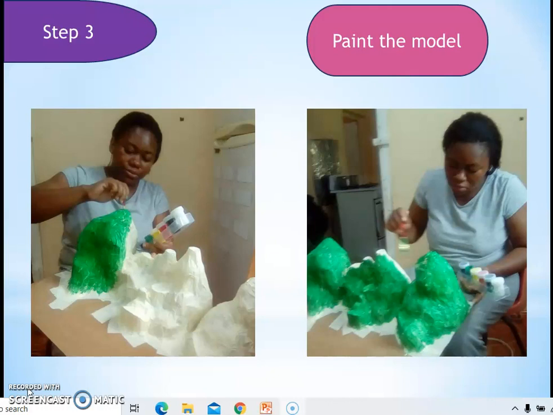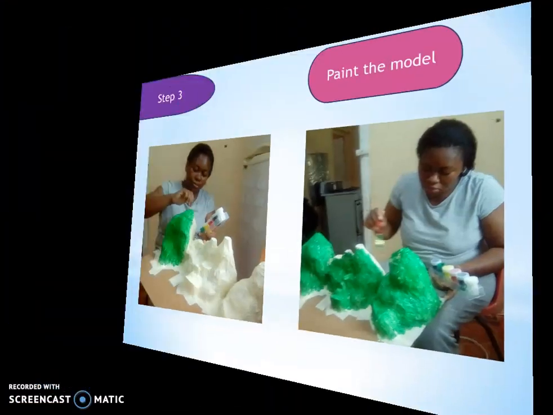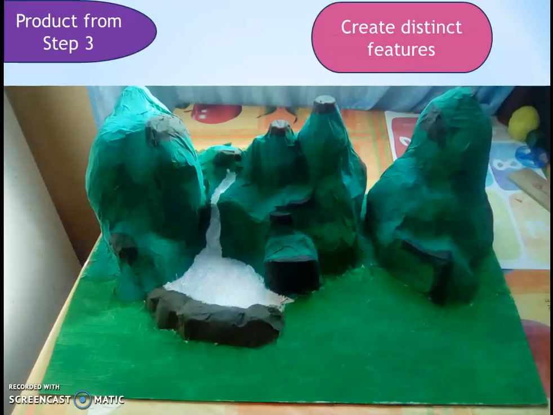Yes, so we're going to apply as much paint as is needed, as much coat as is needed to get the entire model covered and looking good. Now, what is that going to look like once we're finished? Let's see. This is what the product looks like. So as you can see, we have created some distinct features with our paint.